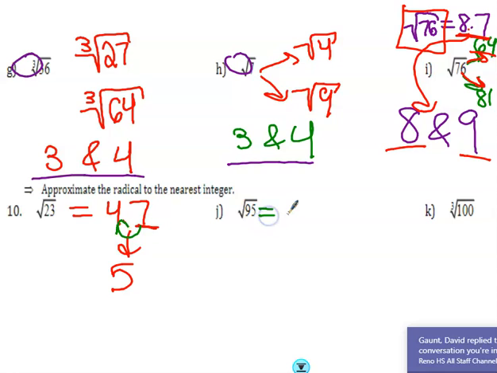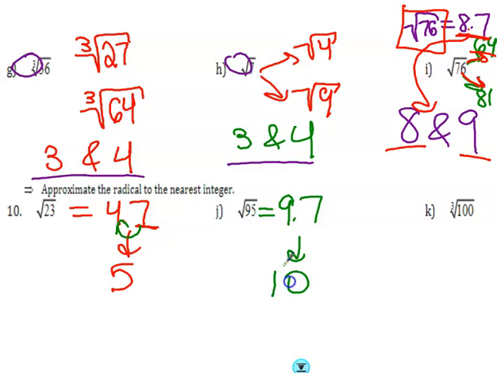Now let's do the square root of 95. The square root of 95 is 9.7. Again, I'm going to round up to the nearest integer, which would become 10.